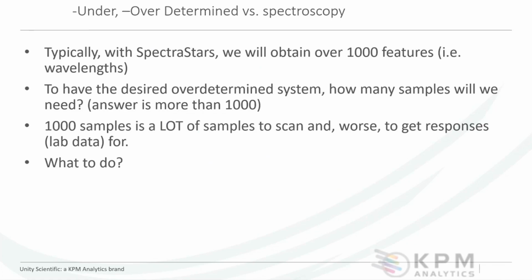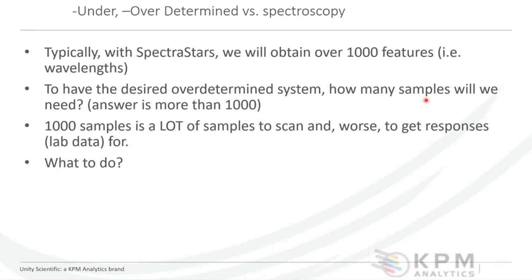So if we step back a second, and if we think about the problem that we're starting with and the problem that we're trying to solve, typically with our instruments, with a SpectraStar, we've got over 1,000 features. So remember, the features are wavelengths. So if we think about our rule that we needed fewer features than examples to be able to have an overdetermined system, how many samples would we need? If we've got 1,000 features, we're going to need more than 1,000 samples.